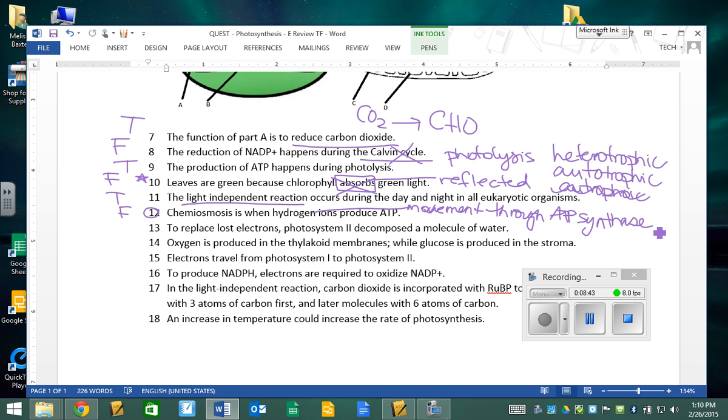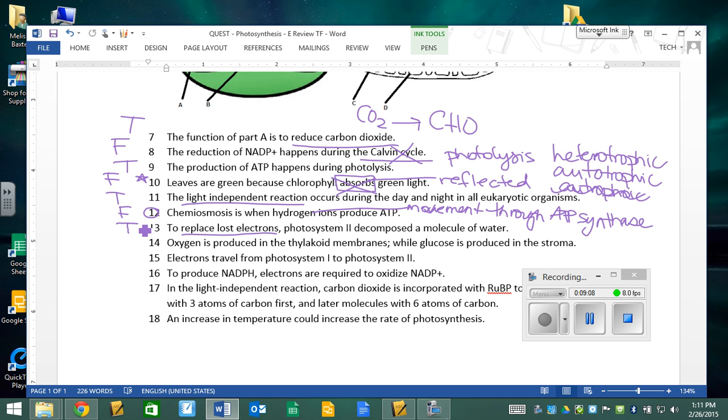Now number 13 is asking about replacing lost electrons. Photosystem 2 is the one that comes first in order. And so it definitely decomposed a molecule of water to replace the electrons that were lost. If I was talking about photosystem 1, its electrons are the ones that came from photosystem 2.